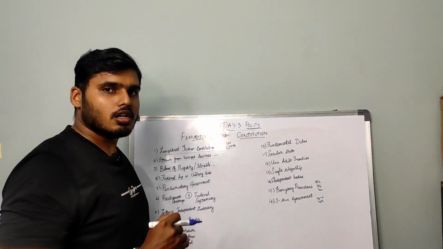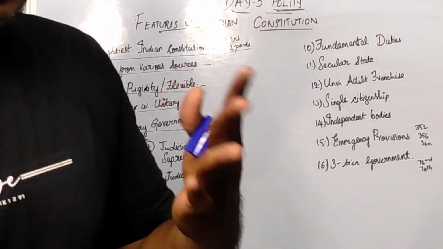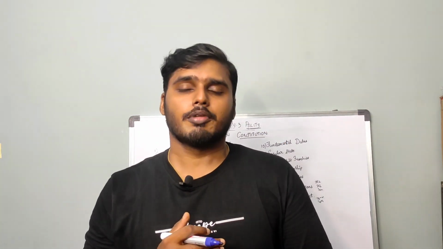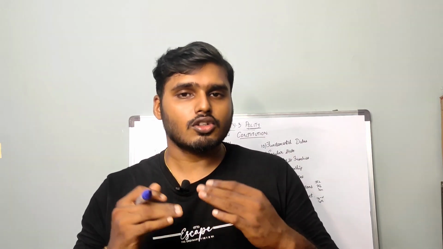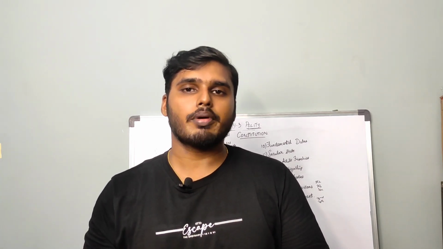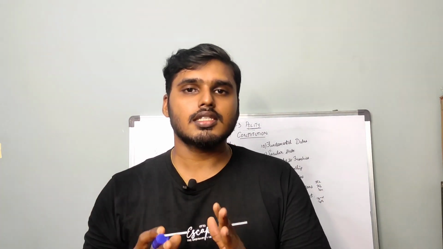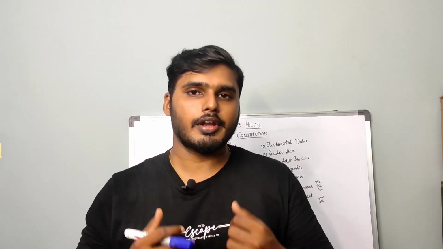The next feature which has to be seen is parliamentary governance. The parliamentary governance has been adopted from the British Constitution. That's the reason why it's also called the Westminster model. In parliamentary governance, there is coordination and cooperation between the legislature as well as the executive. This is the basic bedrock of parliamentary governance.